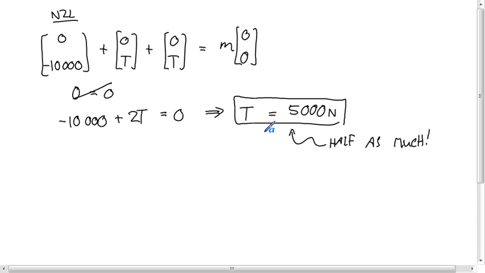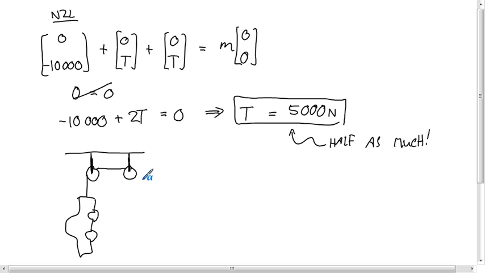No, it depends on the way it's rigged up. Like if you had it like this, let's see. This doesn't have the same effect. So it's very dependent on the way it's set up.